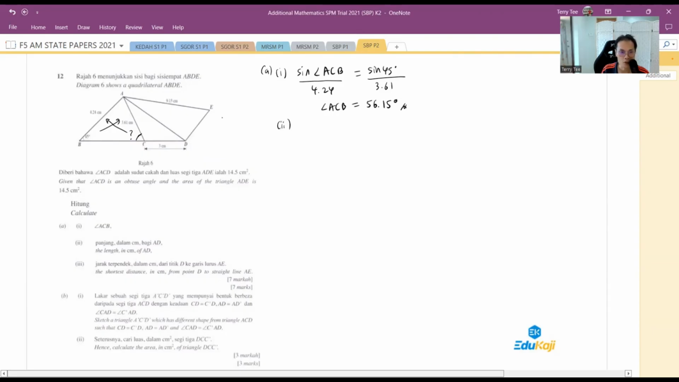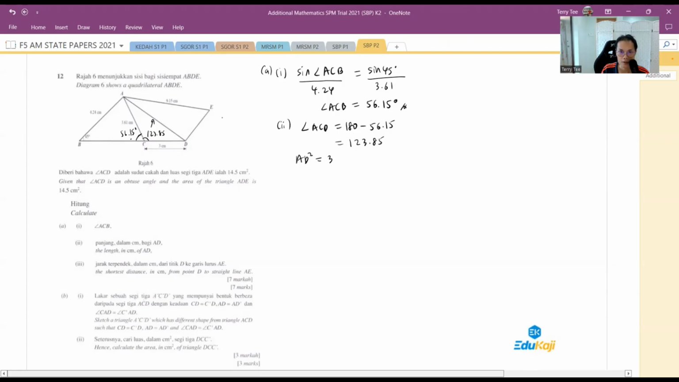Part 2: the length of AD. Now, the angle next to 56.15 is angle ACD, and it's 180 minus 56.15. I got 123.85. So I want to find the opposite length, which is AD. So we use the cosine rule here.